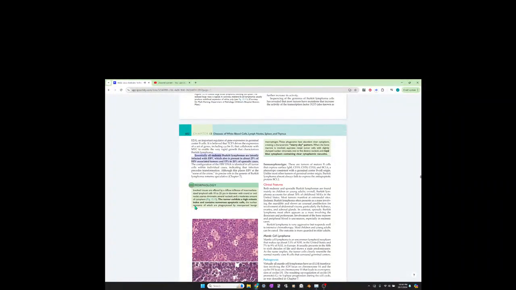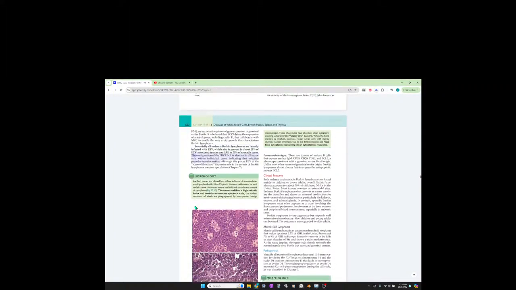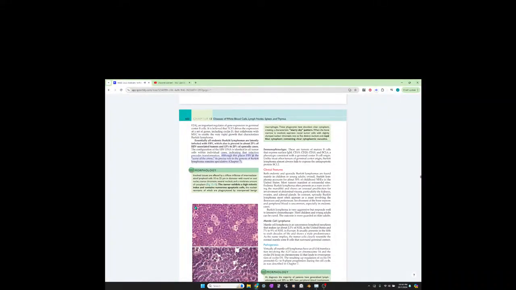Essentially, all endemic Burkitt lymphomas are latently infected with EBV, which also is present in about 25% of HIV-associated tumors and 15% to 20% of sporadic cases. The configuration of the EBV DNA is identical in all tumor cells within individual cases, indicating that infection precedes transformation. Although this places EBV at the scene of the crime, its precise role in the genesis of Burkitt lymphoma remains speculative.